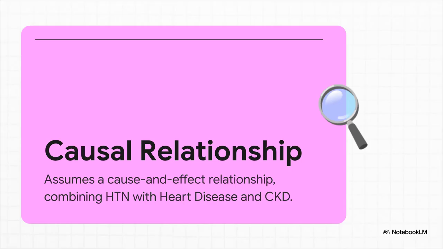Think of hypertension as a super powerful magnet. ICD-10-CM automatically assumes a cause and effect relationship here. It pulls hypertension together with heart disease and chronic kidney disease, basically snapping them together into an automatic combination code. The provider doesn't even need to explicitly link them in their documentation.